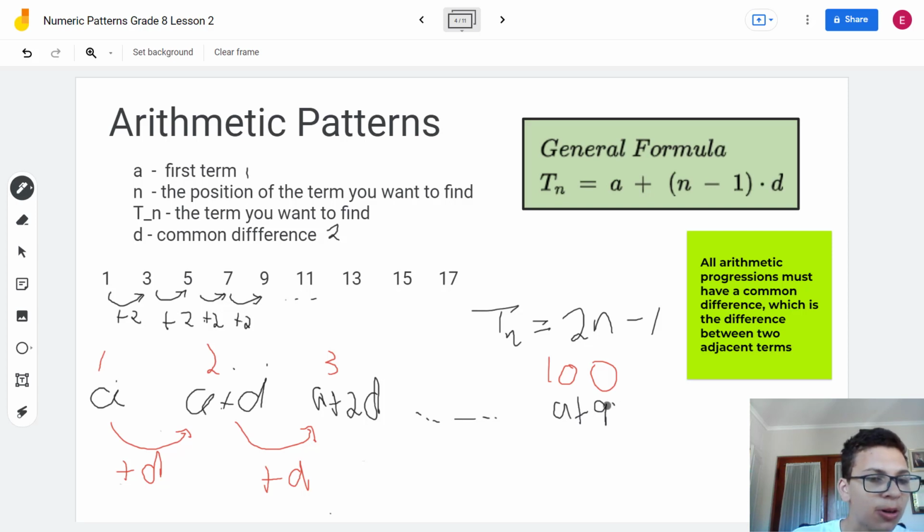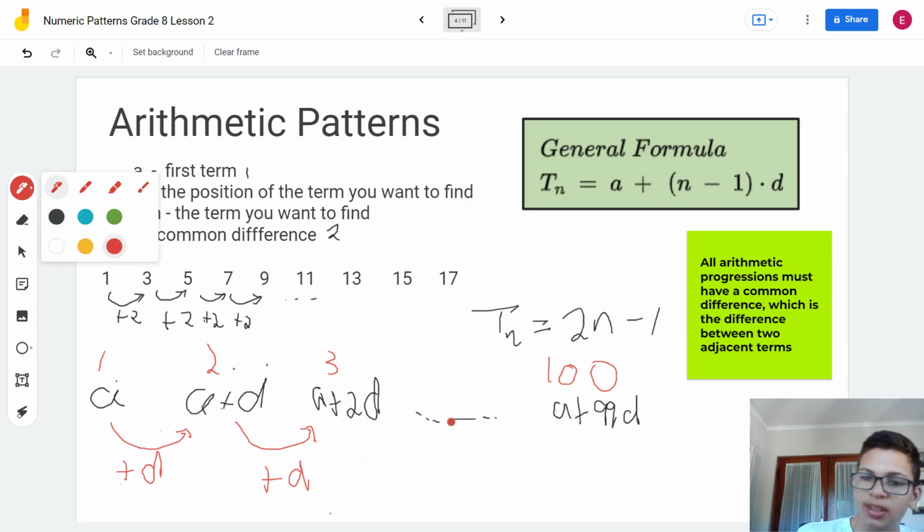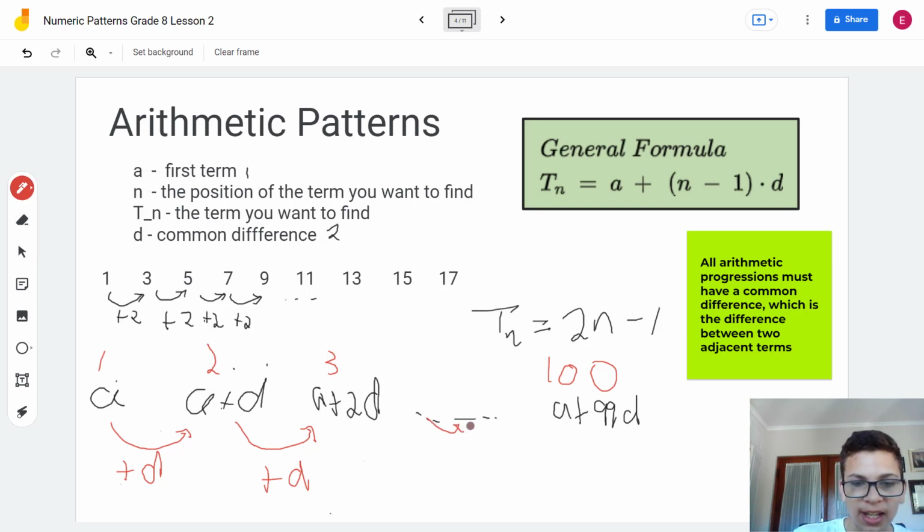Okay, and that's because we will be adding D 99 times. So we are adding D all the time until we get to the 100th term. And as you can see, the 100th term will be one less. That's why you get the n minus 1, A plus n minus 1 D. And that's the formula. That formula is very helpful. So let's try to see what a question will look like in an exam.